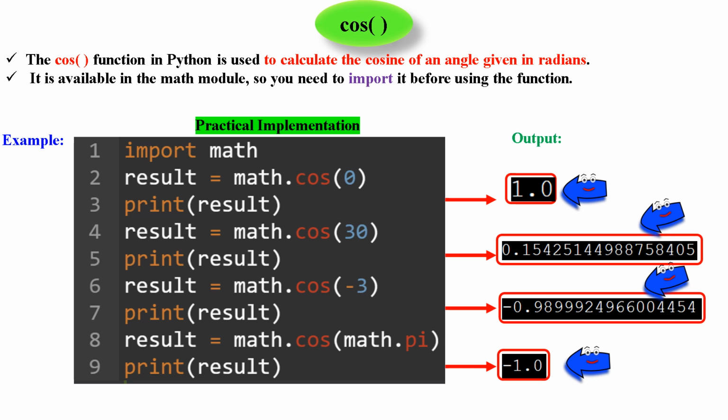In line 6 and 7, we calculate the cosine of minus 3 radians using math.cos of minus 3. The result will be approximately minus 0.989924966004454. Negative angles are allowed, and the math.cos function will calculate the cosine accordingly. In line 8 and 9, we calculate the cosine of pi radians using math.cos of math.pi. The result will be minus 1.0.